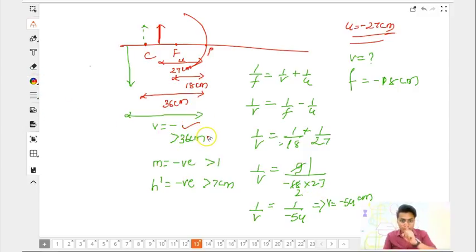You wanted a value greater than 36 centimeter. You got it. That's how you verify your answer. Got it. Now let's move on to find out magnification.